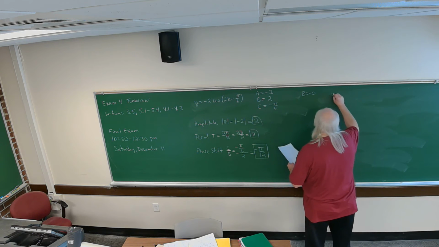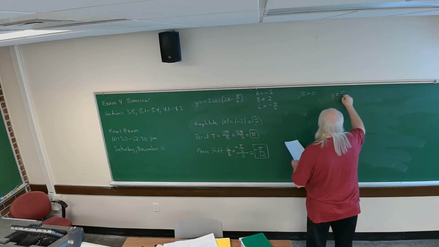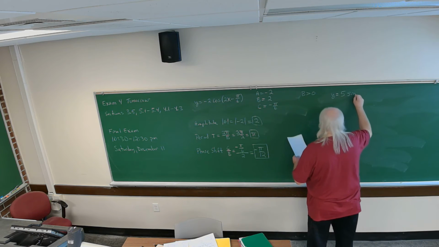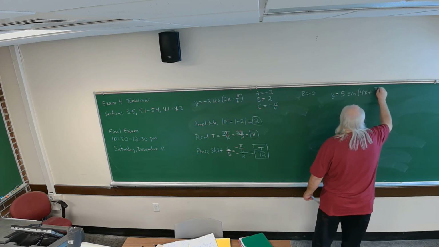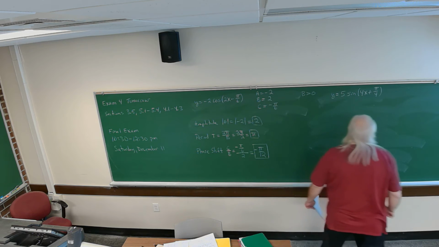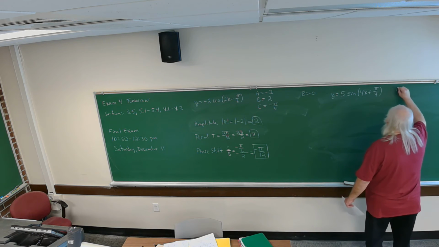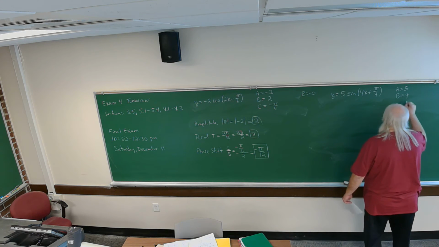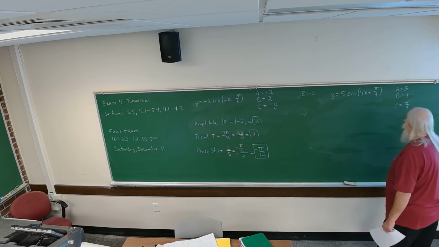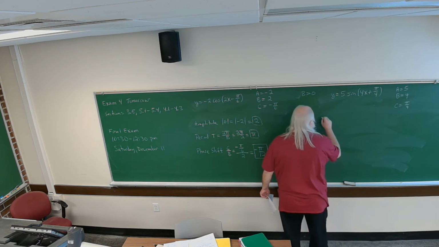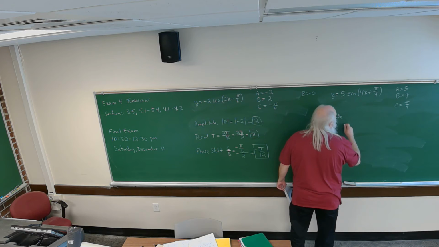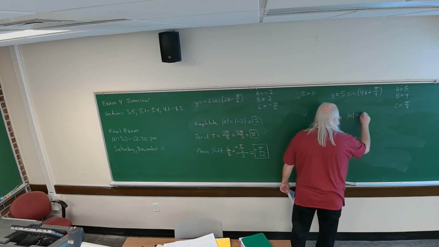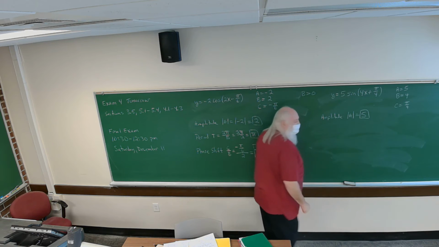All right, and lastly we have y is equal to 5 times the sine of 4x plus pi over 4. So A is equal to 5 in this case, B is equal to 4, and C is equal to pi over 4. So the amplitude is equal to 5. That's the amount of the vertical stretch.